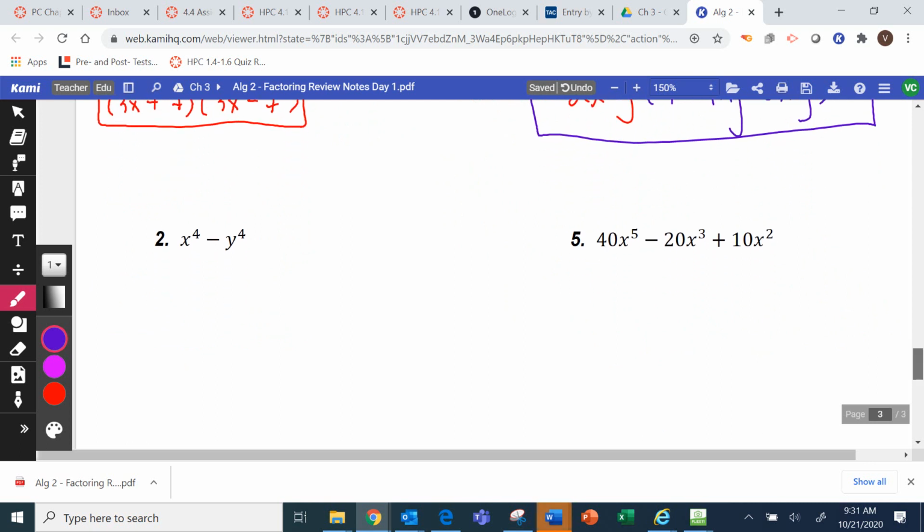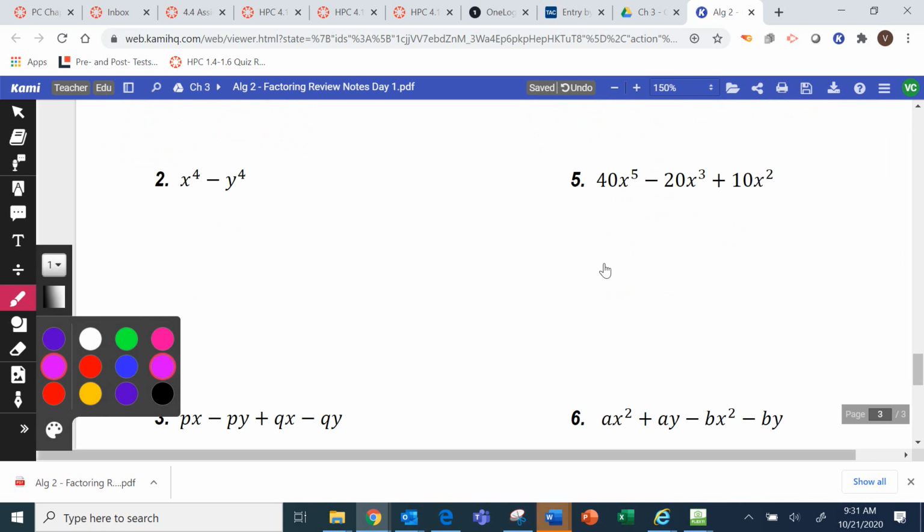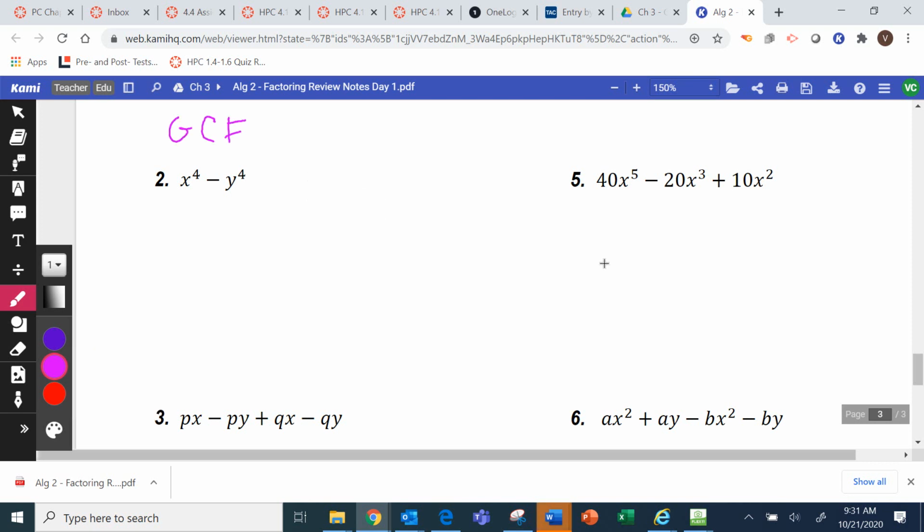All right, this next one's tricky. Let's see. First step. Corey, what's the first step? Is there a GCF with x to the 4th and y to the 4th? Is there a greatest common factor? Something I can take out? Nope. Next question. How many terms does this have? 2 terms. Okay, so it has 2 terms.